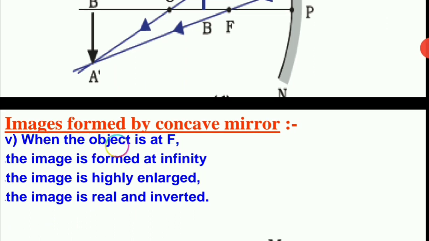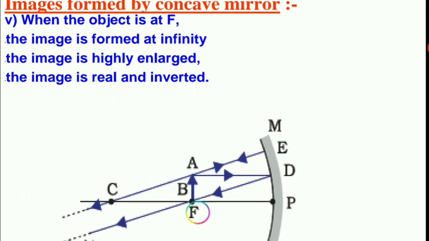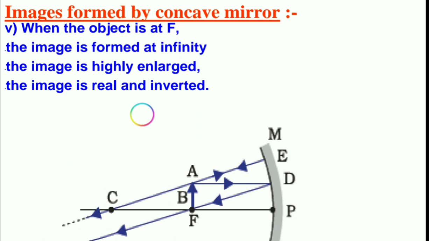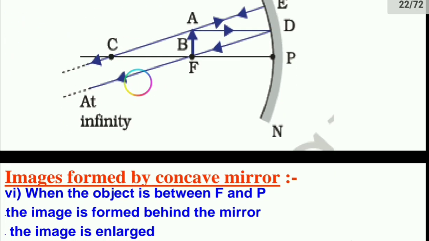Next, when the object is at focus. Here, the object is at focus. First rule, a line parallel to the principal axis, reflected back, passes through the focus. Second, a line passing through the center of curvature retraces its path back. See here, both the lines are parallel. So the image formed is at infinity. We cannot see the image formed. But the properties are: the image is formed at infinity, the image is highly enlarged, and the image is real and inverted.